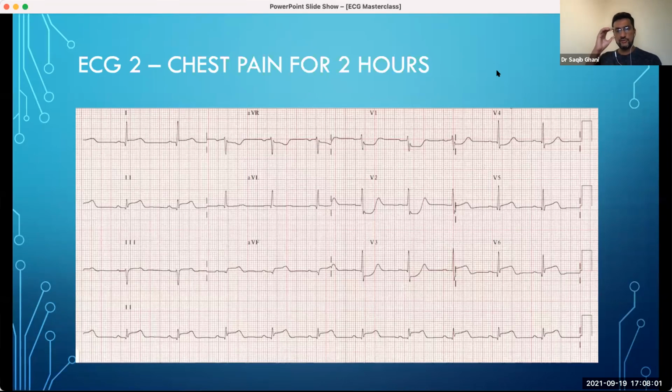Can you see ECG number 2? Yes. Okay, so here I've given you some clinical history that this gentleman, make it 70 years old if you like him, has had chest pain for the last 2 hours. Have a look at the ECG just for a moment. See what you think about it. And then in the chat box or by unmuting yourself, tell me what you think is abnormal with this ECG.